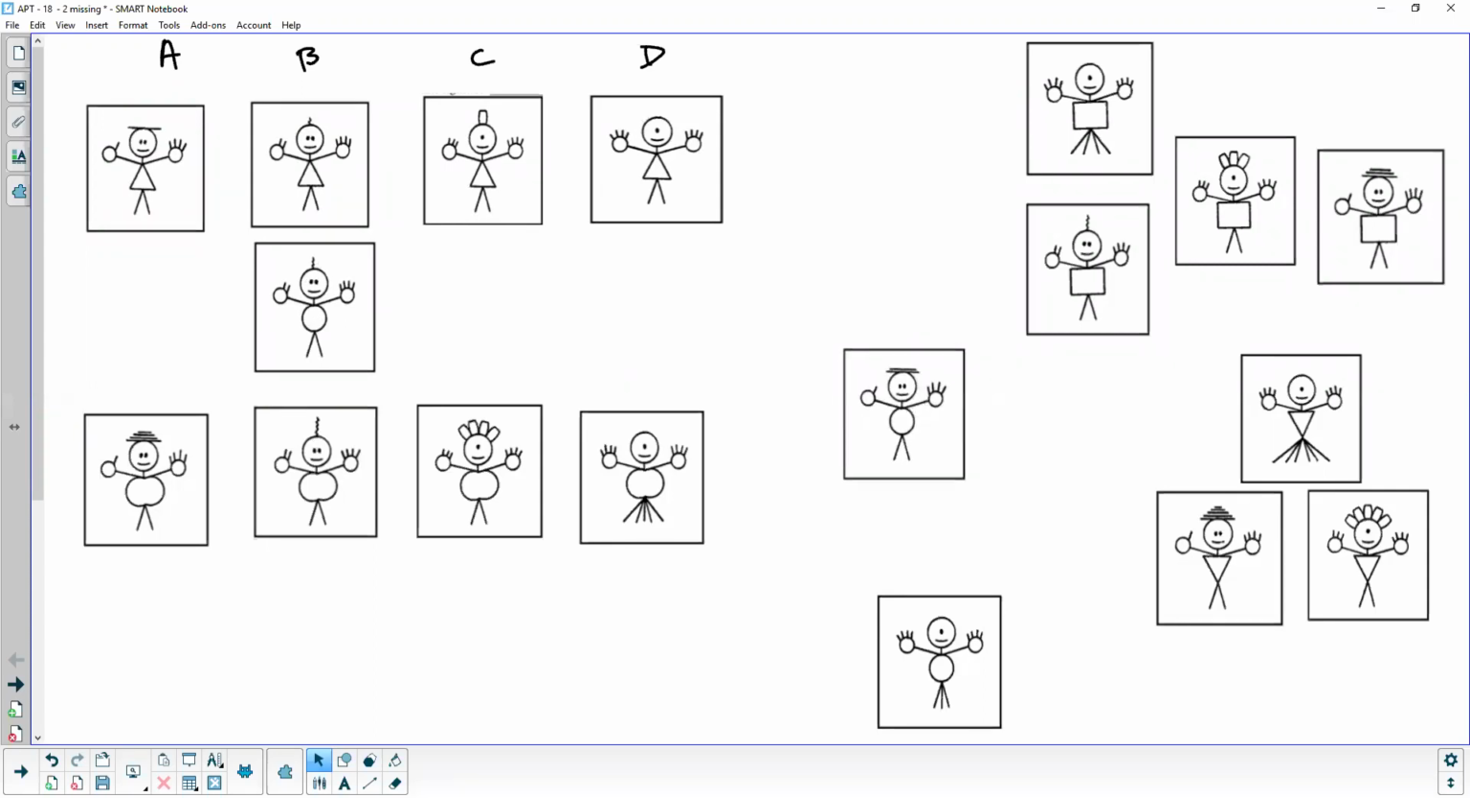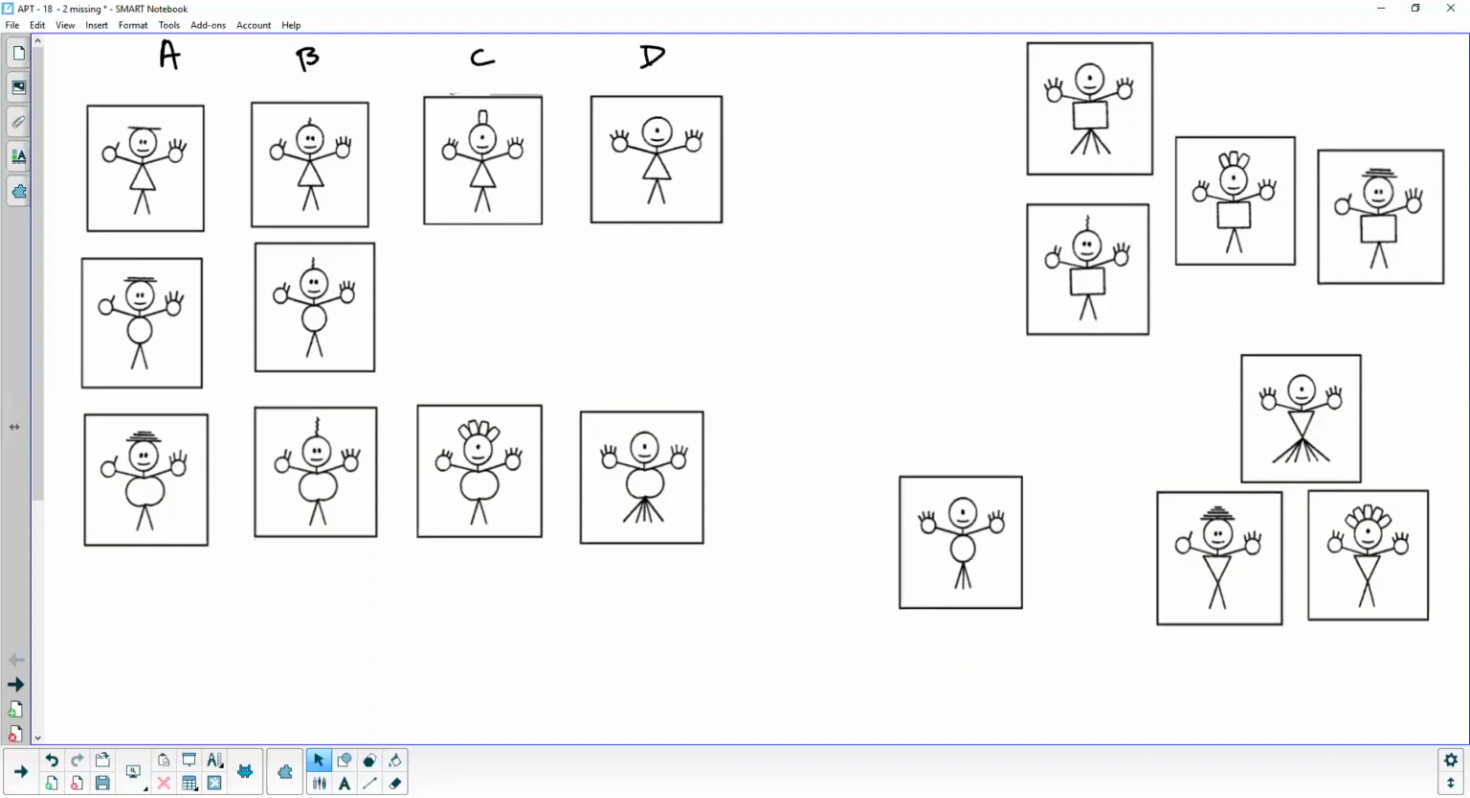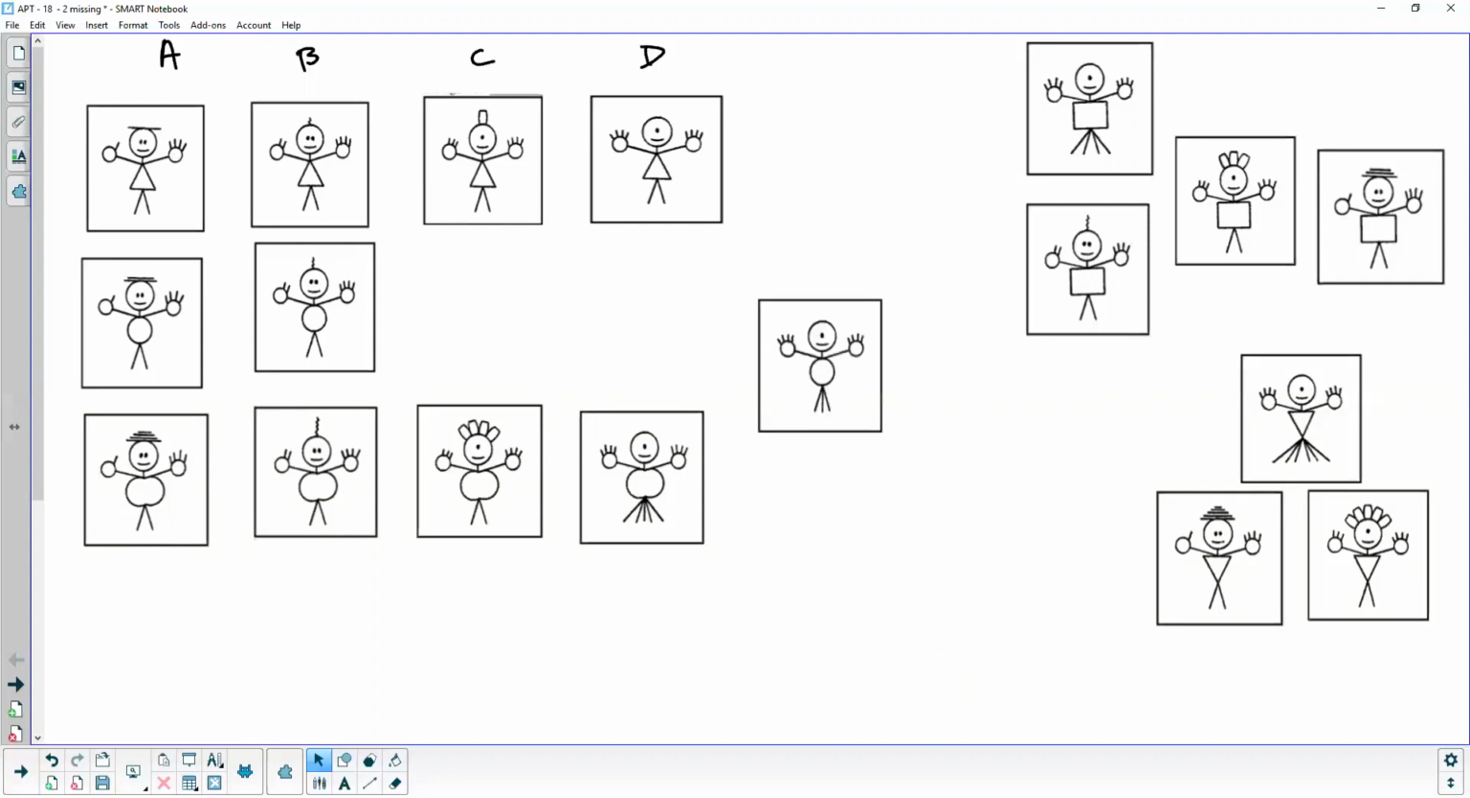What about this guy? A. Yeah, probably in column A, right? And if you look at it, it still has one finger like everybody in A. This guy has one line on his head, this guy has two. So it's logically following the pattern. What about this one? D. Yeah, probably D, right?